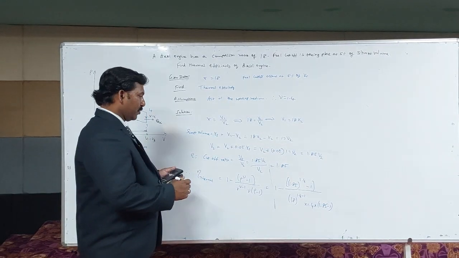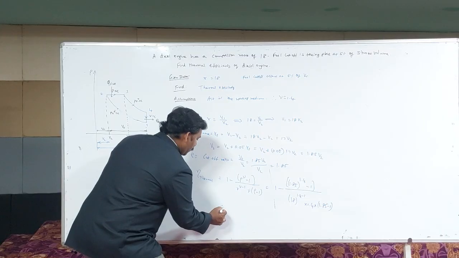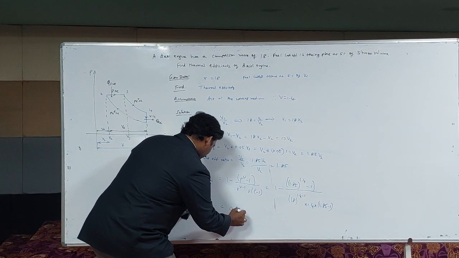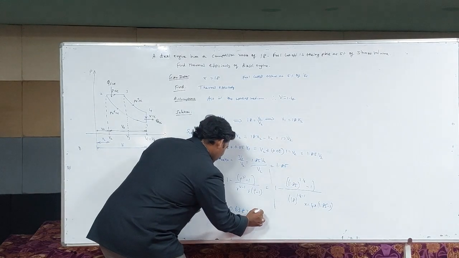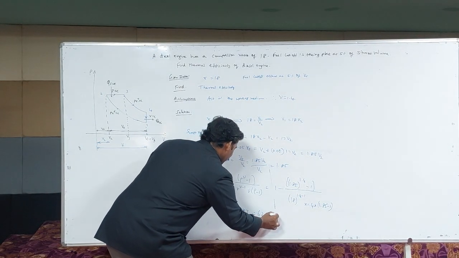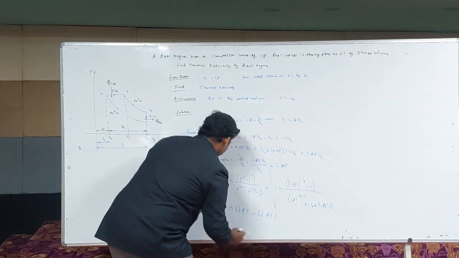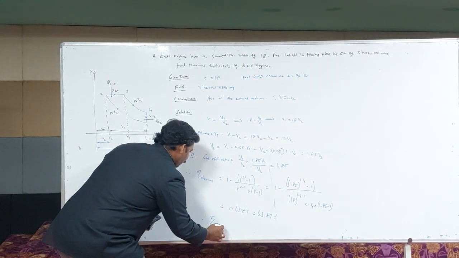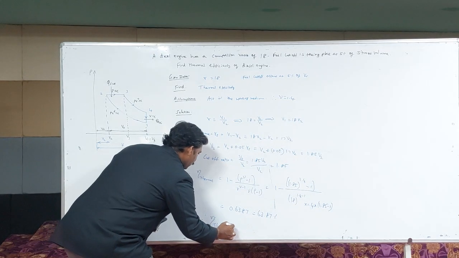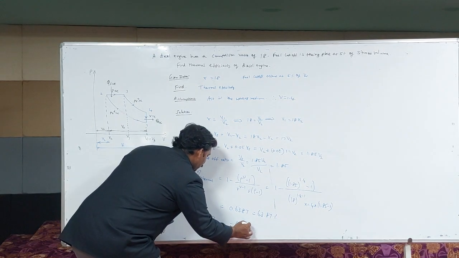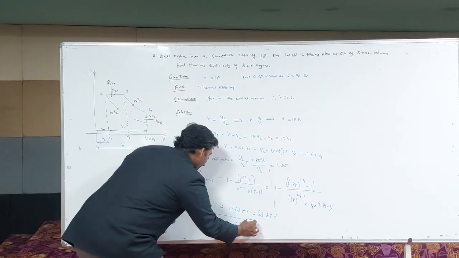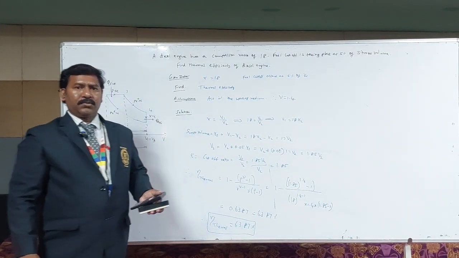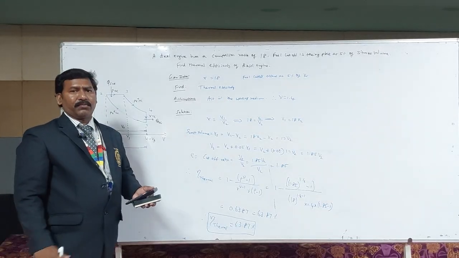So, after calculation, the value is 0.6387, that is equal to 63.87 percent. Therefore, the thermal efficiency of the diesel engine is equal to 63.87 percent. Okay. So, we have determined the thermal efficiency for the given problem.